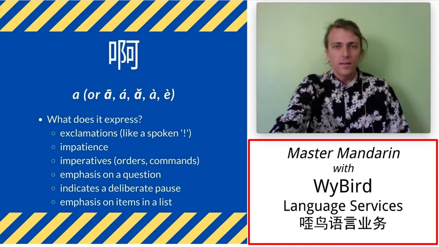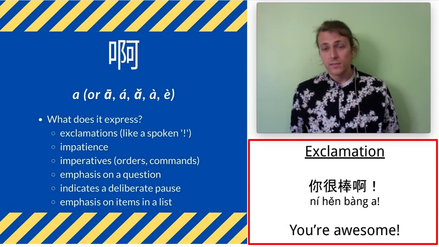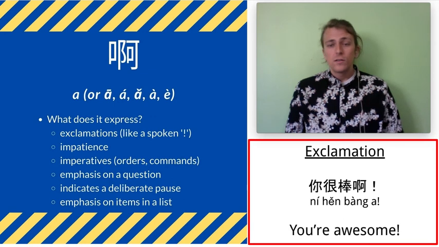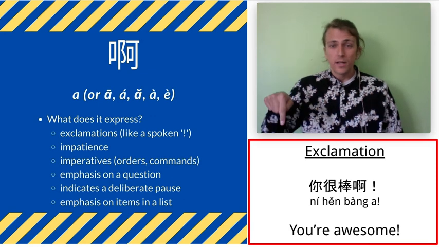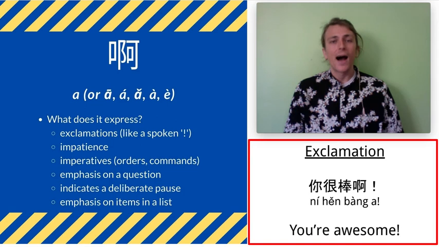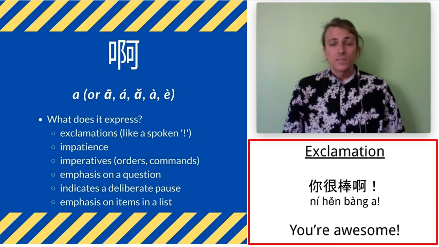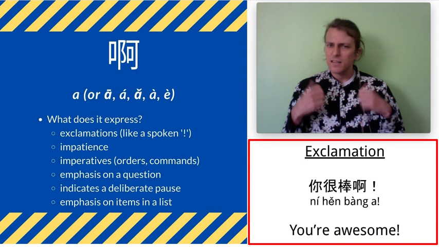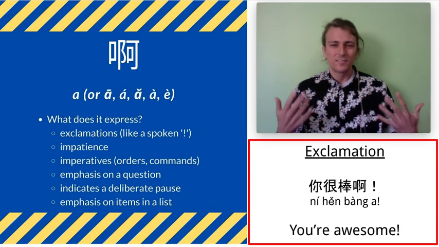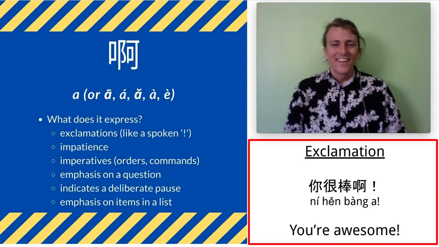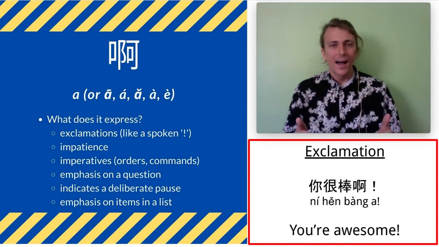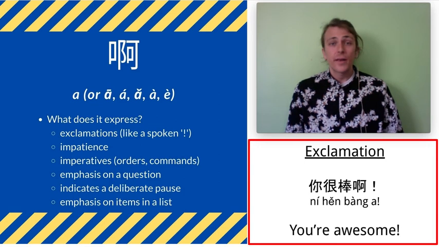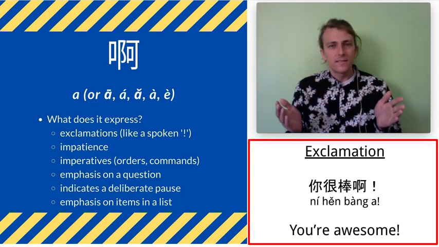So the first and most important one is exclamations. So let's look at this example below here. 你很棒啊. So you're awesome. 棒 means awesome or cool, something really great. So 你很棒啊. This makes it into an exclamation. It also harmonizes the sentence.